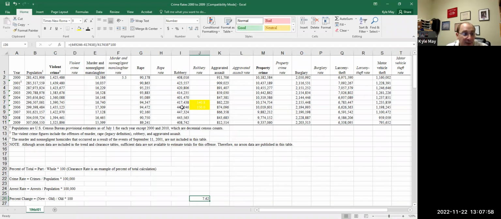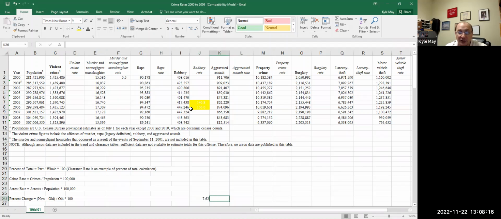You can see the 2006 number is in fact bigger. So we know we did it correctly because our percentage change is positive and the number grew. So that should be right. But that's not what the question was asking. It wasn't asking the percent change of the number of robberies.